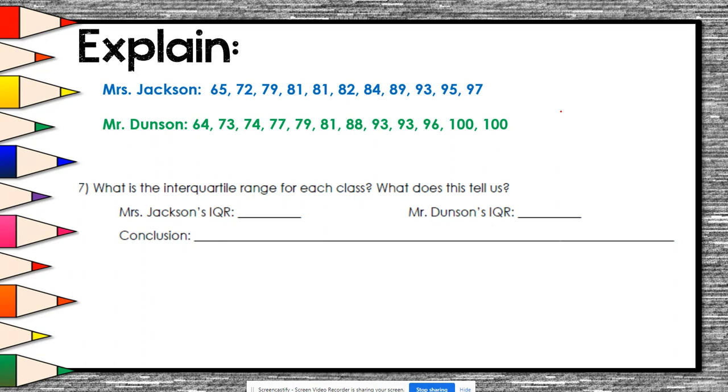Number 7 asks, what was the interquartile range for each class and what does this tell us? Well, to find interquartile range, the first step is to find the median. Well, we did that already actually previously. We found that 82 was Miss Jackson's median, and we found that there was a median somewhere between 81 and 88 for Mr. Dunson. Now step 2 is to split the data into a lower half and an upper half.